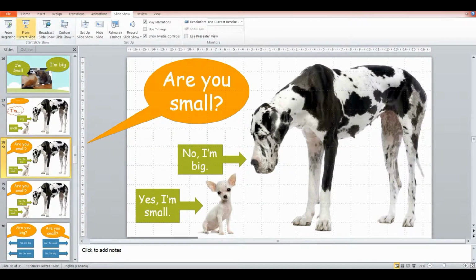Now here I do a little bit more explanation and a little bit more drilling to point out the are you and the differences when it's no, I'm big, yes, I'm small.